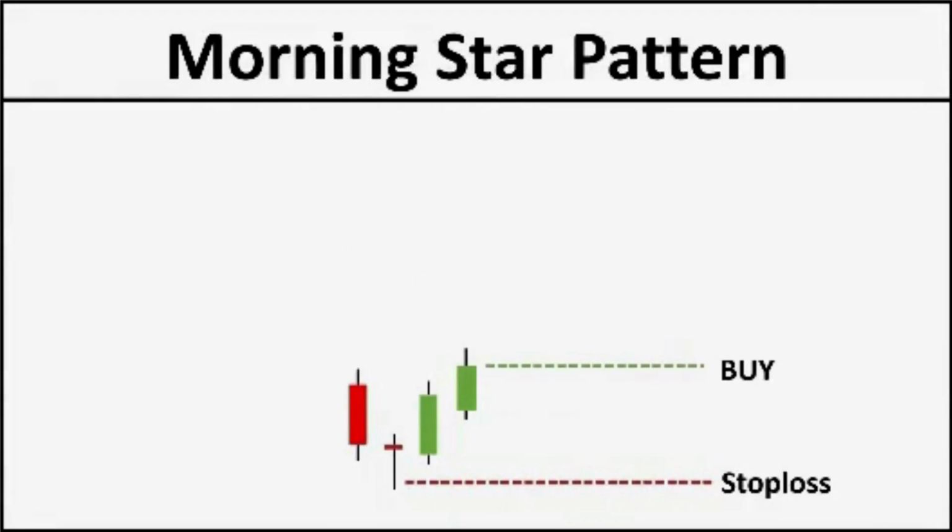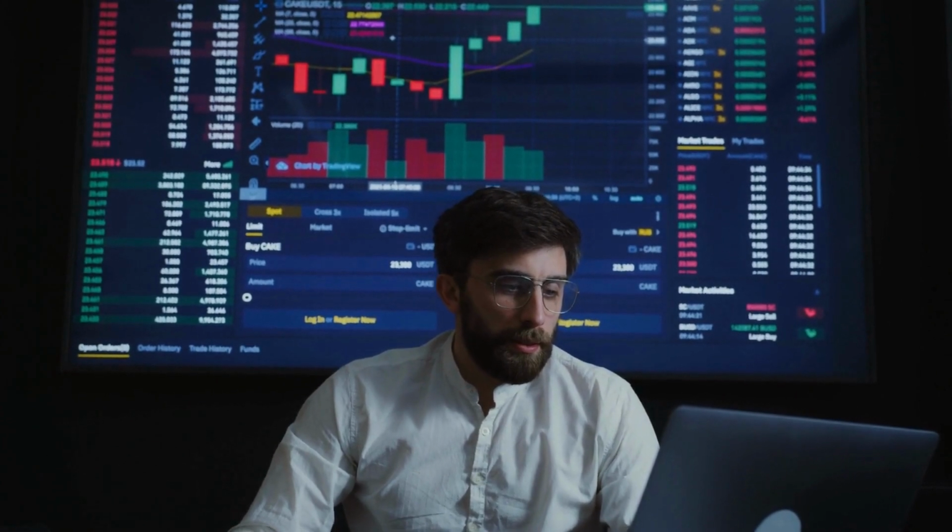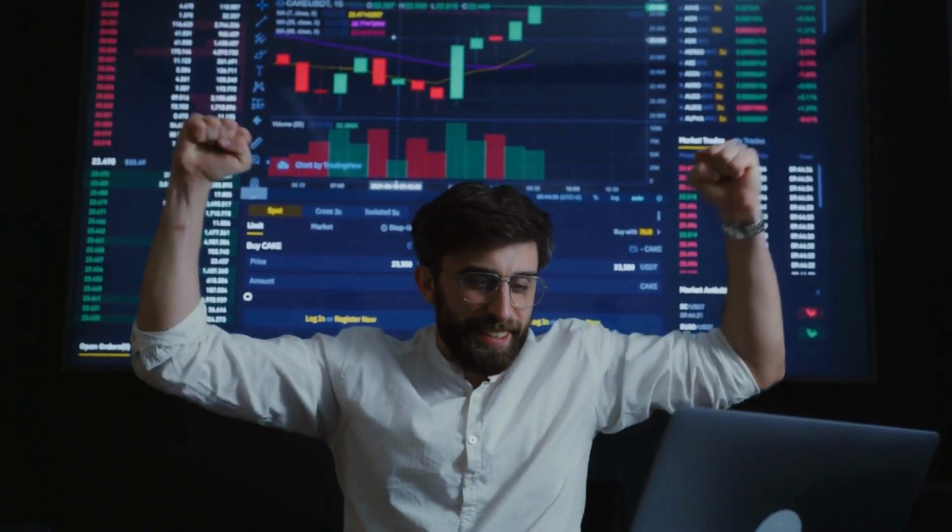You see, that's quite simple. Buy on the next candle and place a stop loss just below the doji. And in this case, you will have a very minimum loss, but your profit against the loss in this trade can be really fascinating. And that's what you see is the morning star pattern.